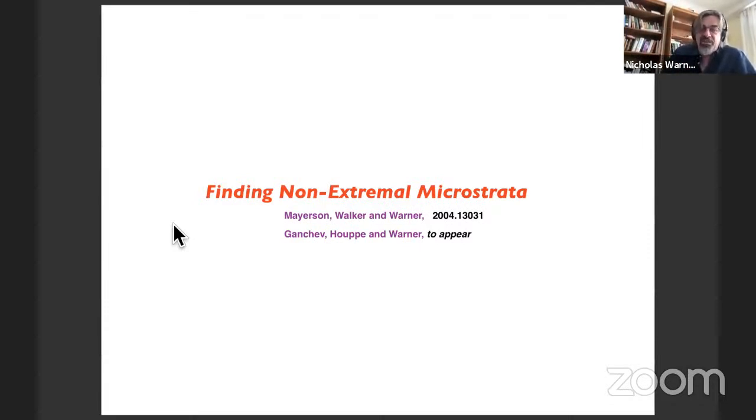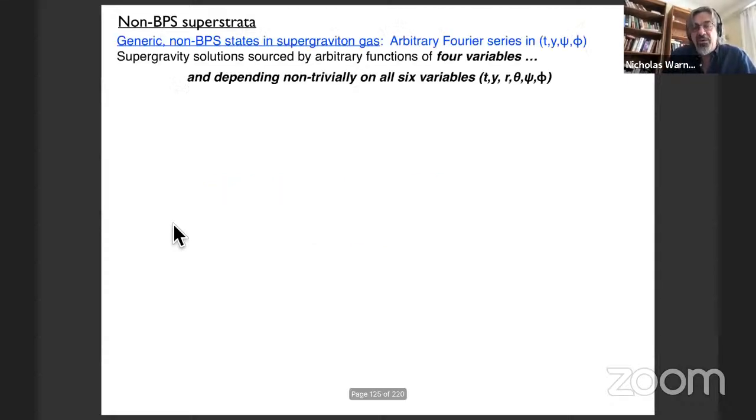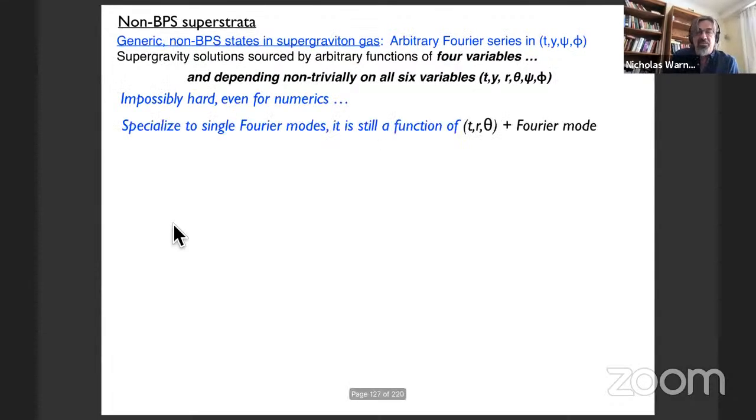So we've been working on BPS things for a long time. There have been some very valiant attempts to get non-BPS things, but we really wanted to try and get non-BPS things that are in this D1-D5 system. Now, a priori, that's a nightmare because, as I said earlier, it depends on all 6 variables. It's possibly hard even for numerics. Even if you say, I want to study one Fourier mode, you have 4 variables.